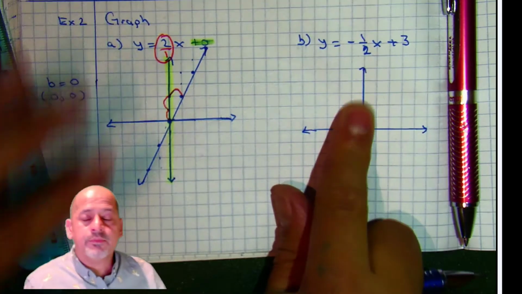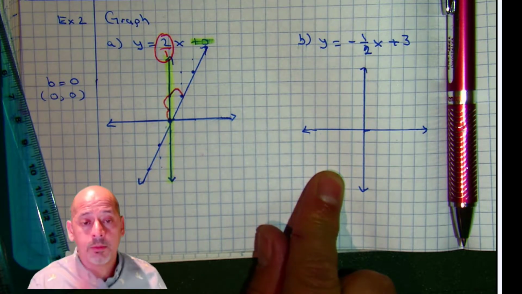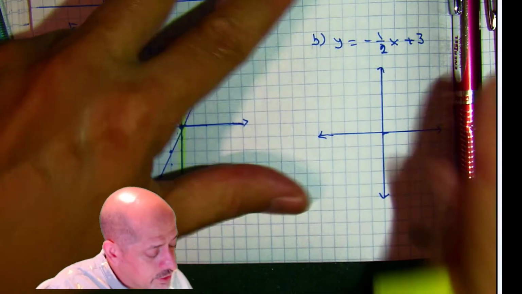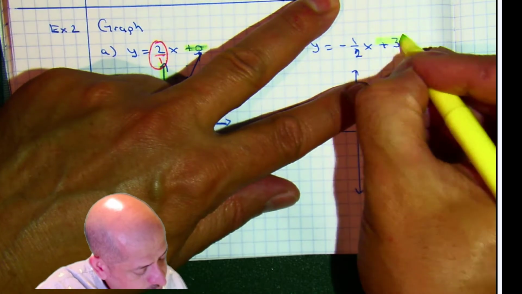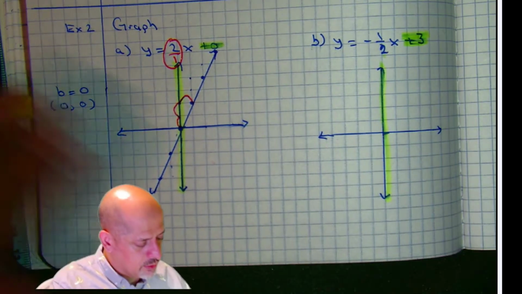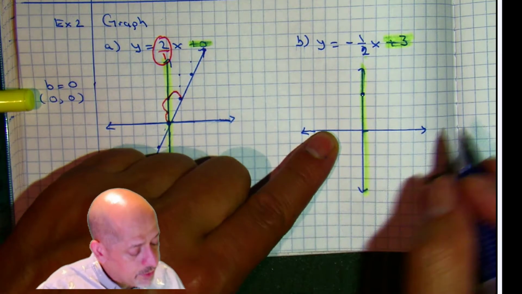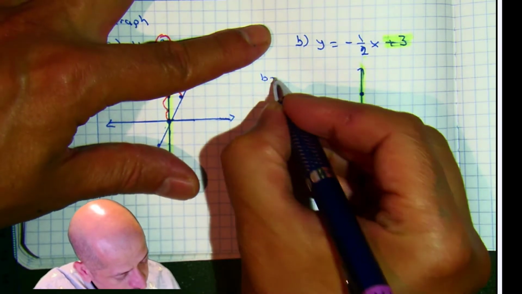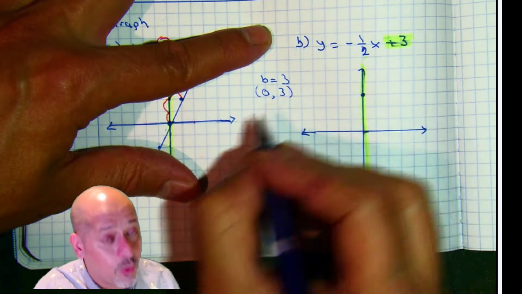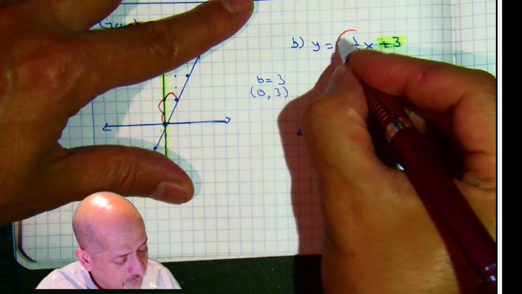So try letter B. Go and pause it, see what you get, and then we can compare our answers afterwards. Composite. You got it? So first thing that you should do is highlight my y-axis, my y-intercept, which is positive 3. 1, 2, 3. My b is 3. That means that my y-intercept is 0, 3. My slope is negative 1/2.